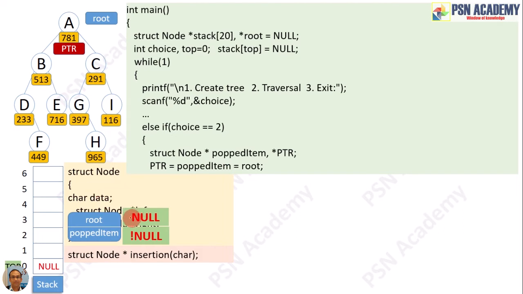Out of these three, the not null will be only meant for the right child, because only the right children will be there inside the stack, rather the addresses of the right children. So it has nothing to do with the root's address or the left children's addresses. So it is safe to initialize this popped item to root.